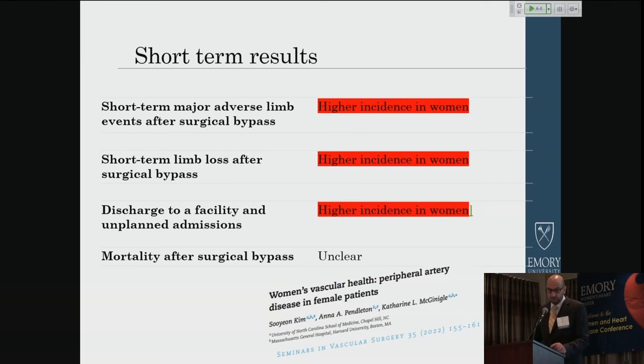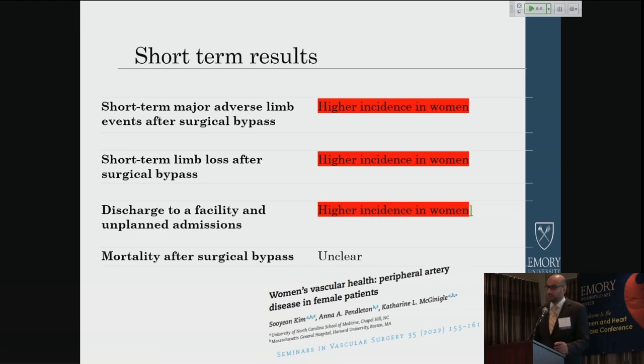At the short term, women have higher short-term major adverse limb events after surgical bypass. The bypass loss is higher. The amputation rate after surgery is higher, and discharge to a facility other than home is more likely in women.